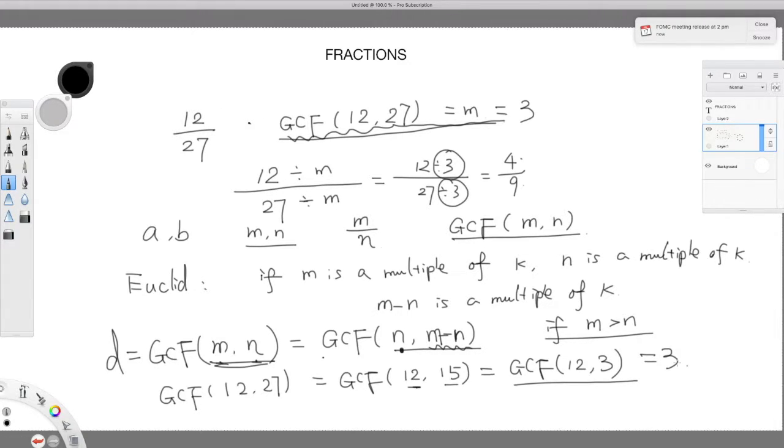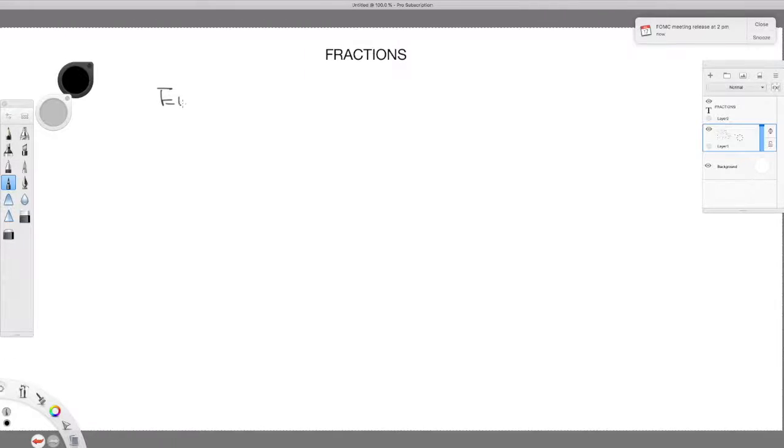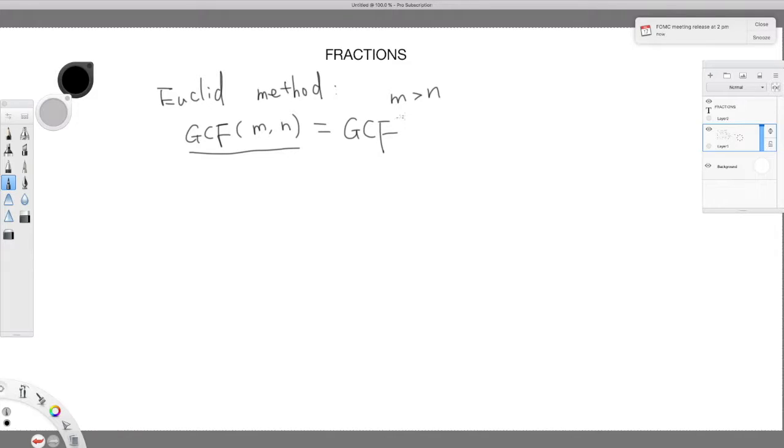Let me recap a little bit. The Euclid method for the GCF of two numbers, m and n. Let's assume m is bigger than n in this case, okay? And we want to reduce this to a smaller problem. This is going to be the same as the GCF of n, which is the smaller number of the two, and the difference of the two. And we're going to continue to do this until the GCF is obvious. For example, when one number is a multiple of the other number, then in that case, the GCF is going to be the smaller number.